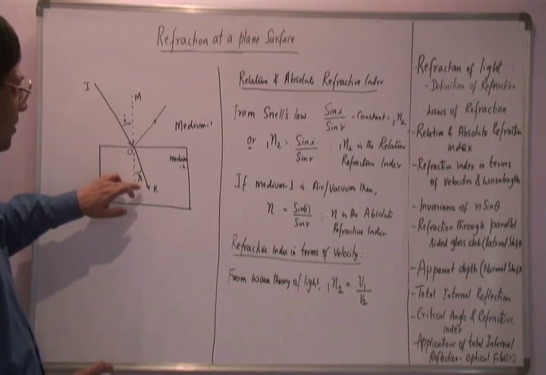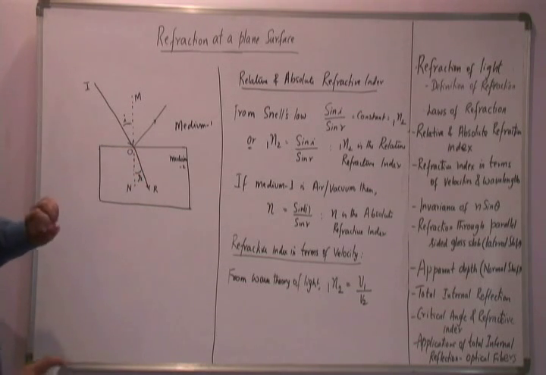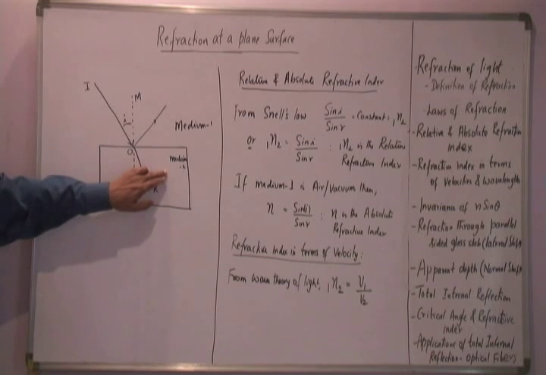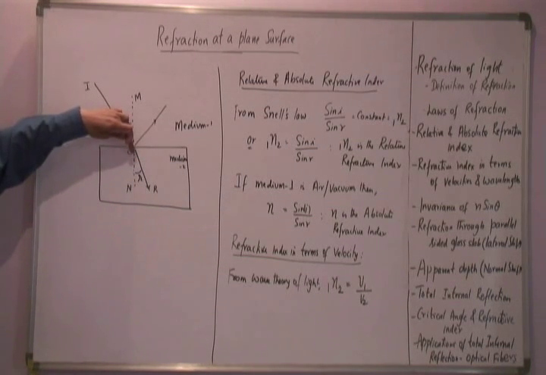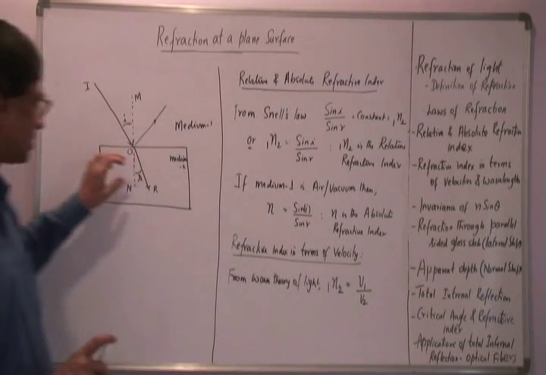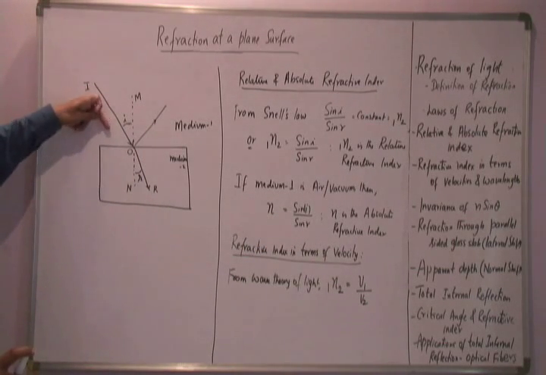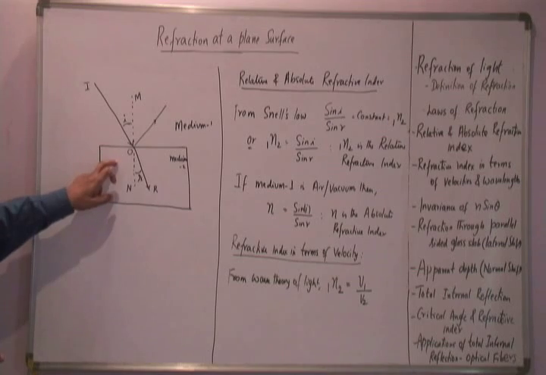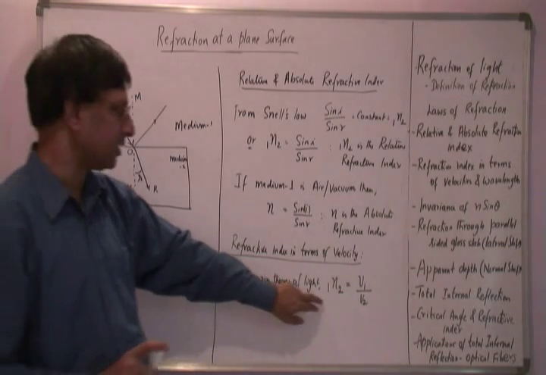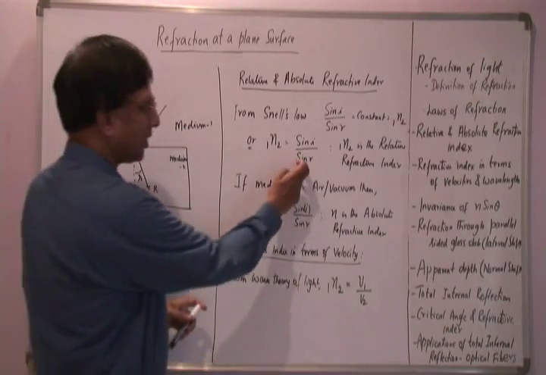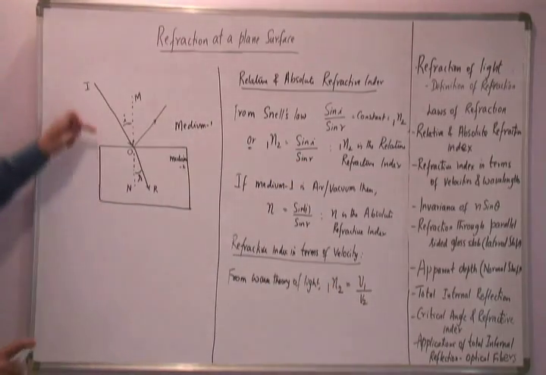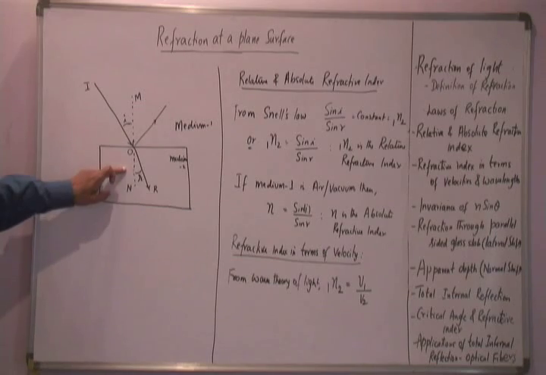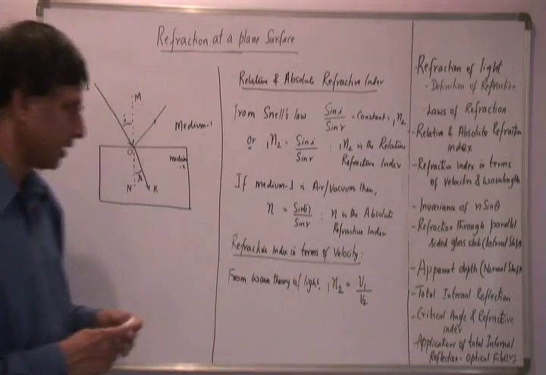The phenomenon of refraction of light is due to the difference in velocity of light in medium 1 and medium 2. That is the reason we get this refraction. Now, if I know the velocity of light in medium 1 and the velocity of light in medium 2, I can find the refractive index of medium 2. From wave theory of light, 1 and 2 is equal to v1 divided by v2, where v1 is the velocity of light in medium 1 and v2 is the velocity of light in medium 2.